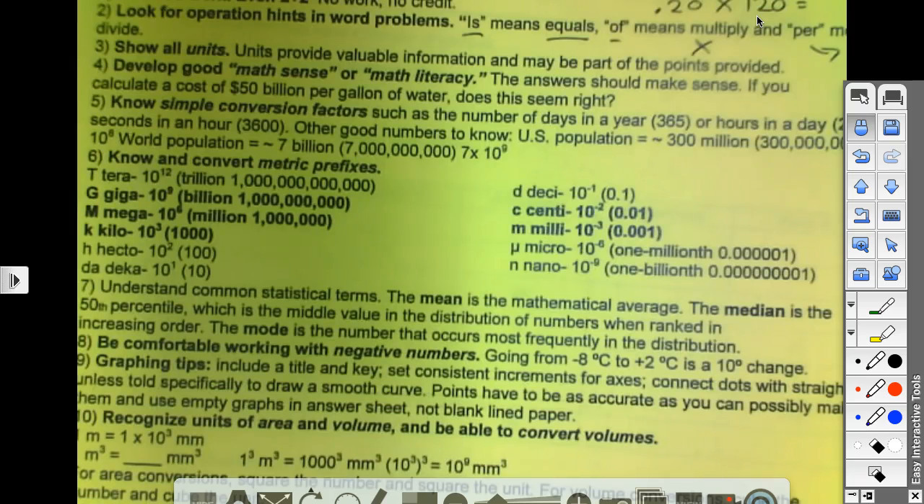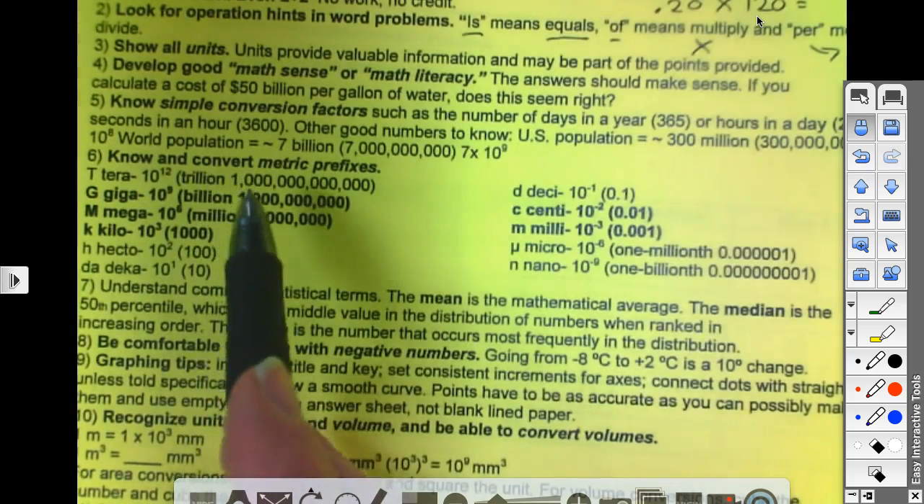I've seen people get $1,000 per kilowatt hour on a light bill. That doesn't make sense. So your answer should make sense.